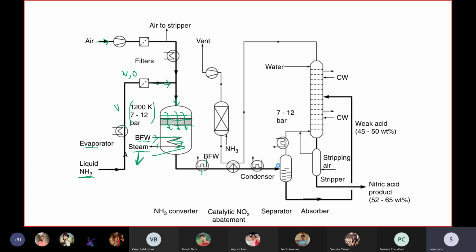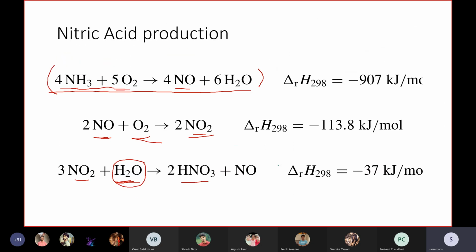So now you can see two important reactions. Nitric oxide reacts with oxygen and forms NO2. The produced NO2 reacts with water and produces HNO3. Often these two reactions are done in the same place. Although we can do them separately, these two reactions can be done at the same place. That way we can maintain that 400 to 500 Kelvin temperature easily.